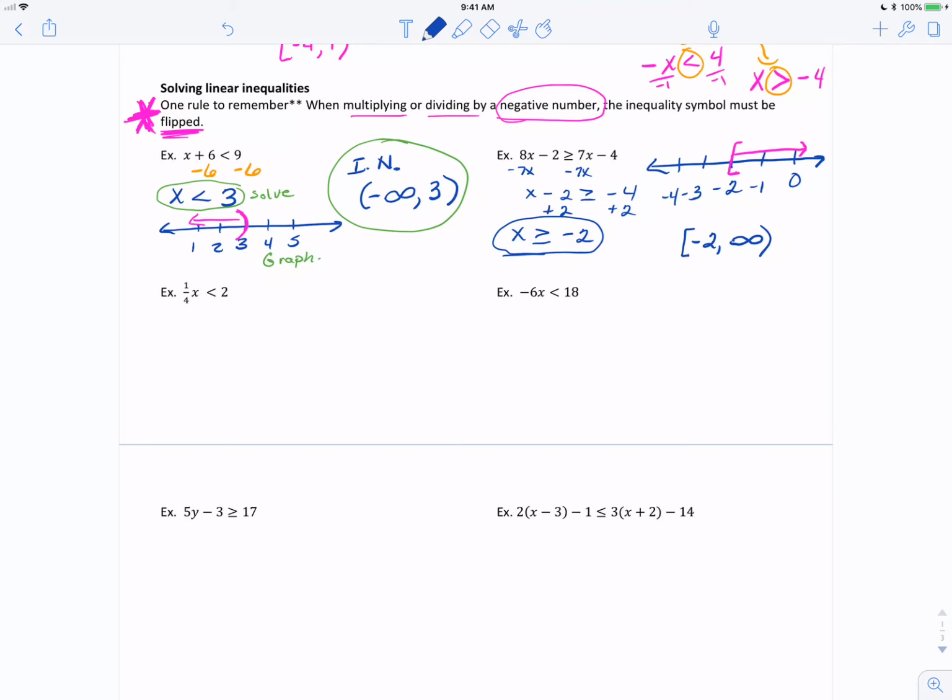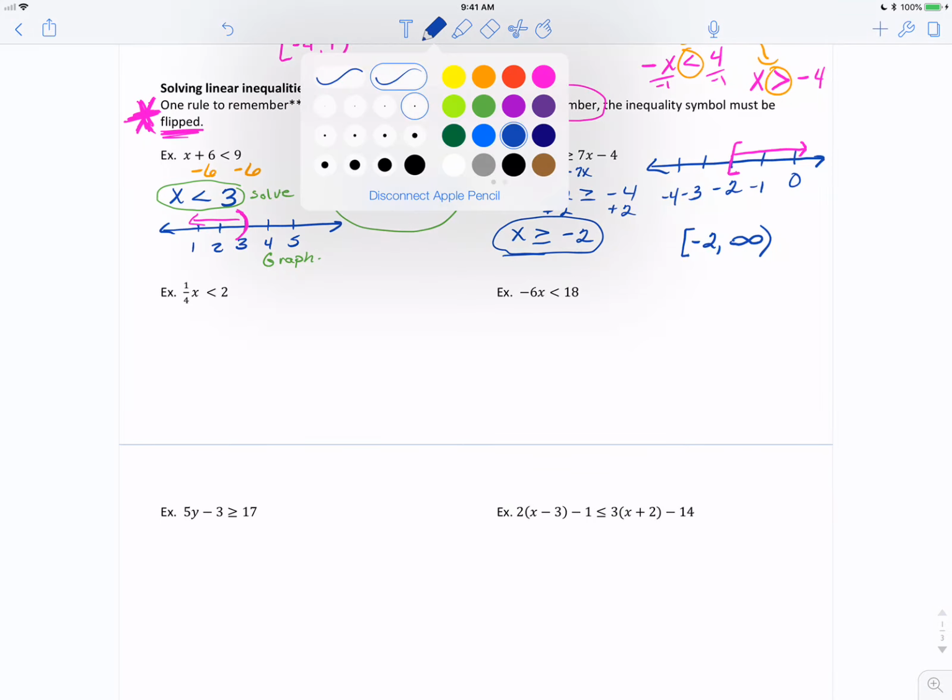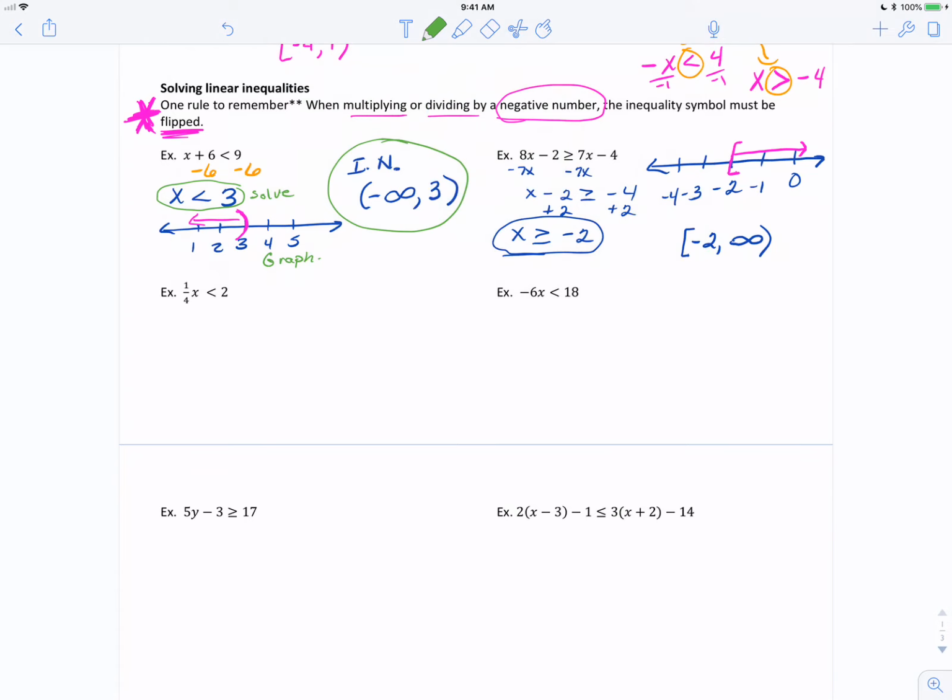Okay, so 1/4 x is less than 2. Well, do we remember how to get rid of those fractions? I hope so. Let's see. We're going to say 1/4 x, remember, we multiply by 4, is less than 2 times 4. Remember, get rid of those fractions by multiplying by that denominator. These will cancel, leaving us with just x. So x is less than 2 times 4, which is 8. All right, there's a solution.